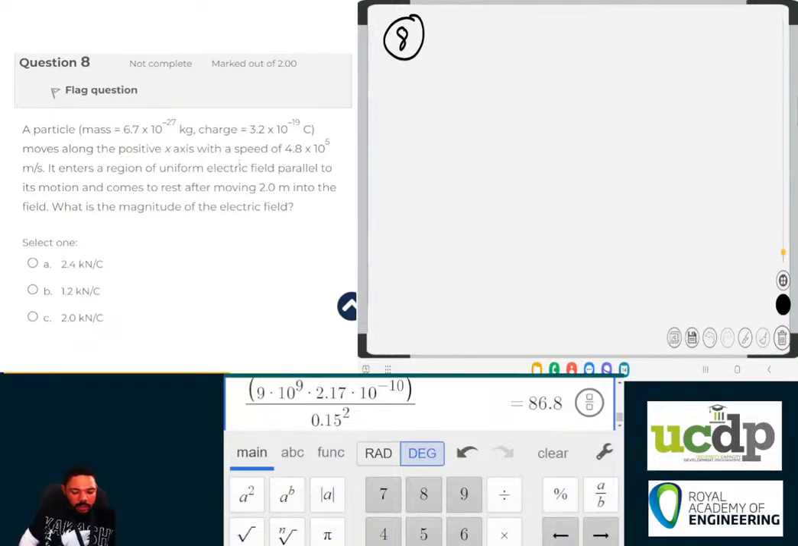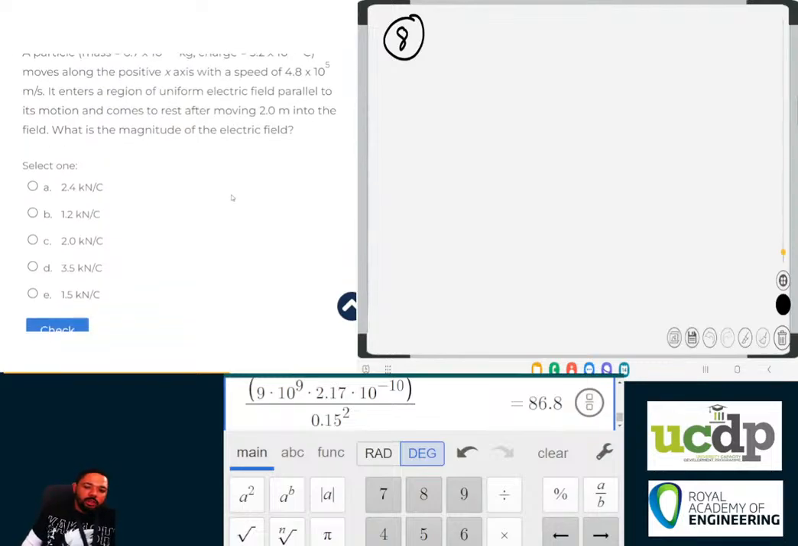A particle with a mass of 6.7 times 10 to the negative 27 kilograms and a charge that looks like a proton's, with a charge of 3.2 times 10 to the negative 19 coulomb. That's an alpha particle. It moves along the positive x-axis with a speed of 4.8 times 10 to the 5 meters per second. It enters a region of uniform electric field parallel to its motion, and it comes to rest after moving 2 meters into the field. What's the magnitude of that electric field?